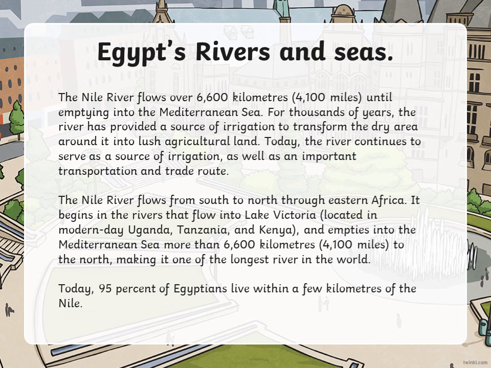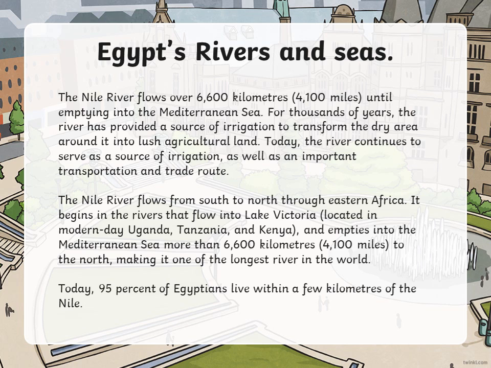The river has provided a source of irrigation to transform the dry areas around it into lush agricultural land. So that River Nile provides lots of water to give food and drink to the agricultural land, enabling them to grow crops. It's also used for transportation and for trade to get around Egypt. Specifically in ancient Egypt, it was one of the only ways you could travel to different places, as walking through the desert was just out of the question.